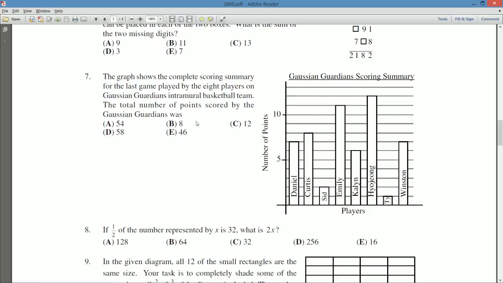Okay. So, we're tasked to figure out the total number of points scored, whereas all we know are the individual scores. Well, if we want the total, we just need to add up how many points each person scored. So, for example, our first player, Daniel here, scored 7 points. Curtis scored 1 more than that, so that's 8 points. Sid scored 2, and so on. So we'll need to add up all these points. This question basically boils down to, can you read a bar graph like this?